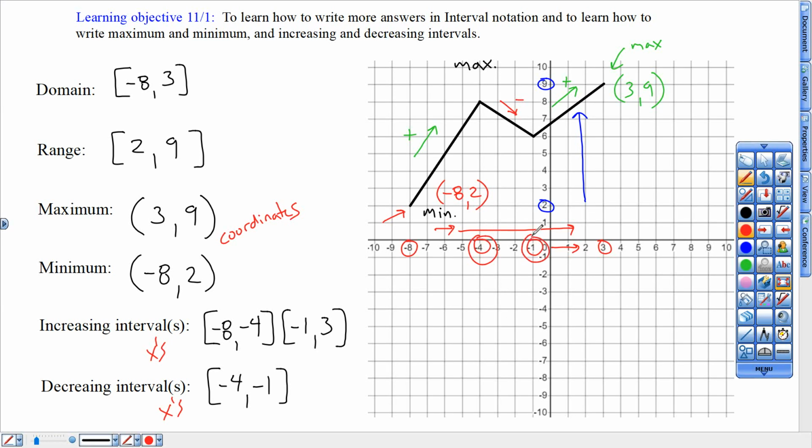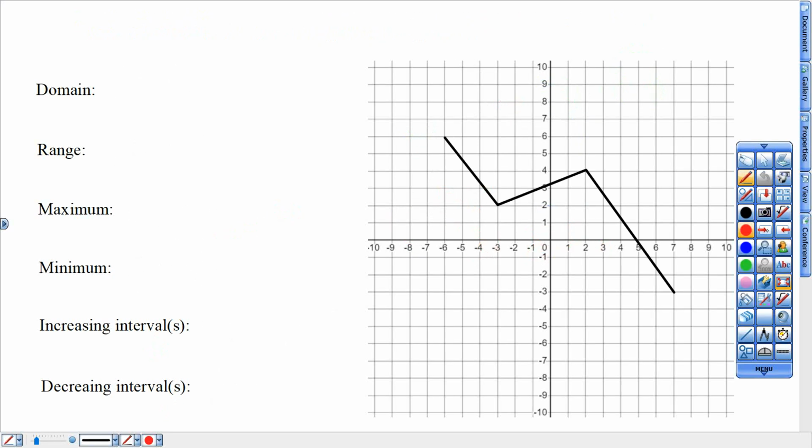All right, let's do an example. Finish this video. So here we go. Looking at this, domain measured left to right using the x numbers. So if I look, this is going from -6 all the way over to 7. So I write that as square bracket from -6 all the way to 7 square bracket. For my range, it looks like I'm going from this -3 all the way up to this 6 right here.